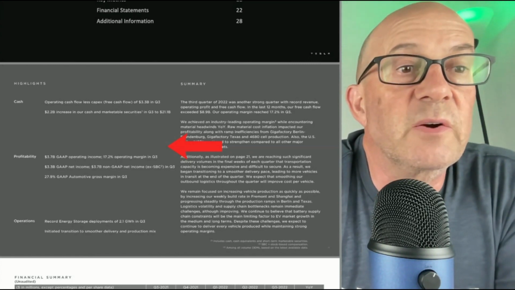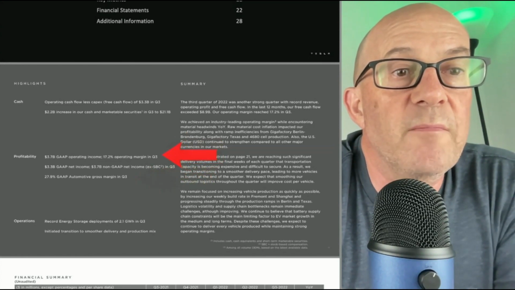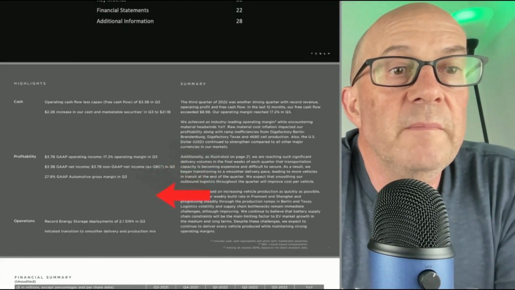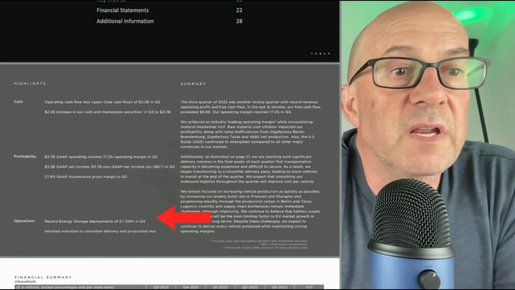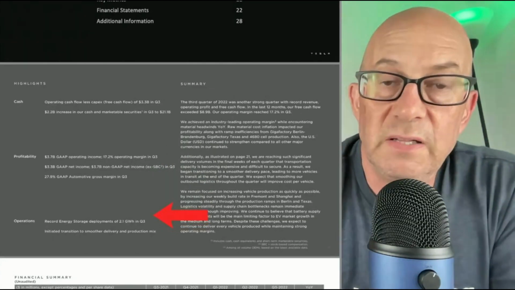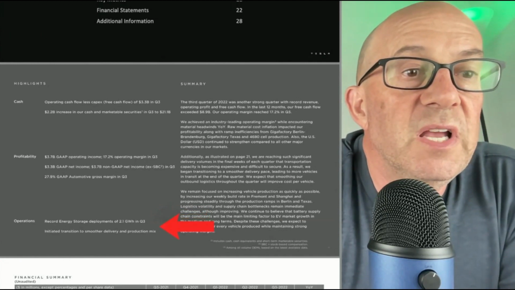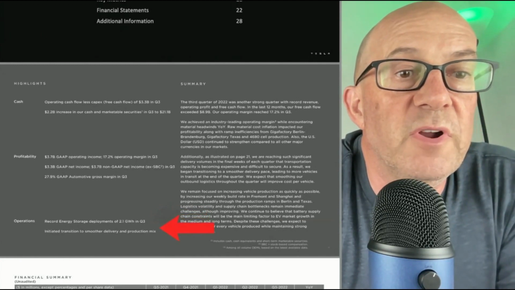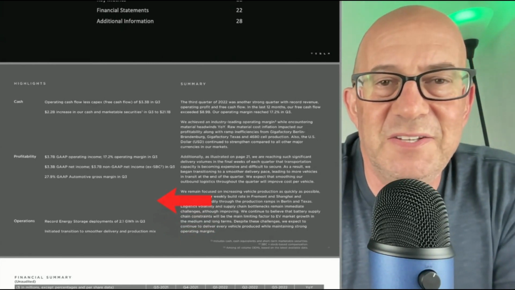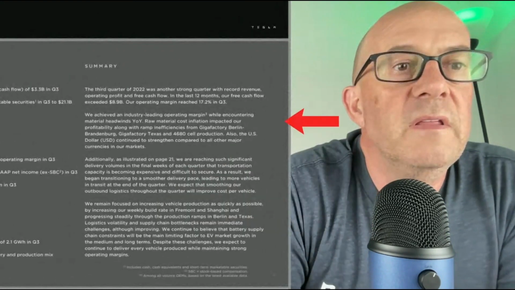So I think we're going to see an increase in margins overall, both in automotive gross margins here, operating margin here, and I think we might see more net income. And then we'll talk about earnings per share in a minute. Record energy storage deployments of 2.1 gigawatt hours in Q3. Lathrop is ramping. I'm expecting this number to go up. We're going to see this in the chart. Initiated transition to smoother delivery and production mix. I don't think we've seen a big change yet in Q4 to the smoothing of delivery and production, but we'll see.